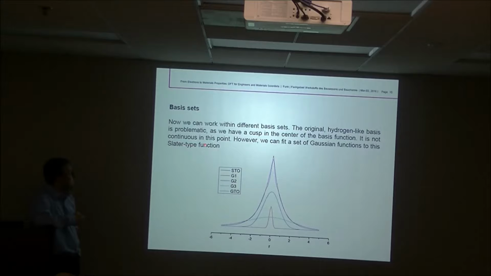But what we can do is, if we still want to get close to this, we can fit a set of Gaussian functions. We are calling this hydrogen-like basis a Slater type function, and then we fit it with Gaussians. So you see, I have 3 Gaussians, one very narrow, one in the middle, one pretty flat, with different amplitudes. If we sum them up, we fit our Slater type function.